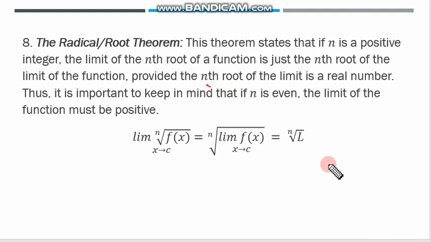must be positive. So the limit of the nth root of f of x as x approaches c is equal to the nth root of the limit of f of x as x approaches c. So once again, if our n here is an even number, the limit inside the radical sign must be a positive number. Otherwise, it will become an imaginary number.